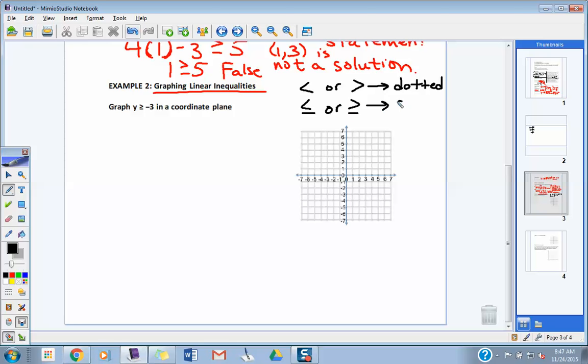Not dotted, but solid. If anything ever falls on a solid line, like this type of a statement, with an equal sign, what kind of statement do I have right here? True. If you ever get any point that falls on a solid line, that will be a solution. So a dotted line is like a boundary line that gets you started on a problem, but that line's really not there. Okay? Anything that's dotted is really not there. Anything that's solid is considered true.